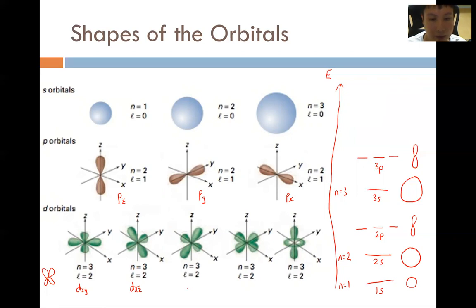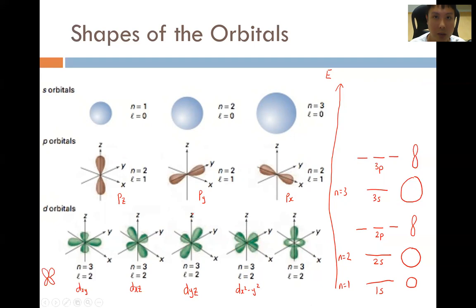This, on the other hand, lies between the y and z-axis and therefore is the dyz orbital. This set of orbitals lies directly along the y and the x-axis, and the notation for this set of orbitals is the dx squared minus y squared orbital.